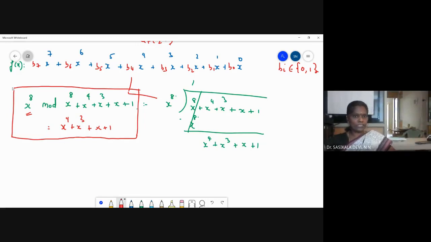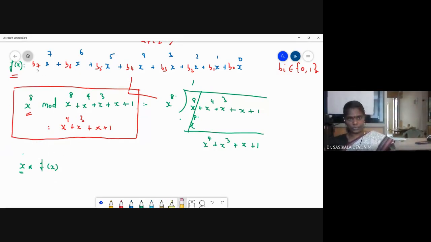Now let's take this f of x. I need to perform x into f of x. What is x? X power 1 term. So the x power 1 term coefficient is 1. Its binary equivalent is 0 0 0 0 0 0 1 0. That is multiplication by 2. So we are going to understand the simplified version of multiplication by 2, x into f of x. So how to do this?